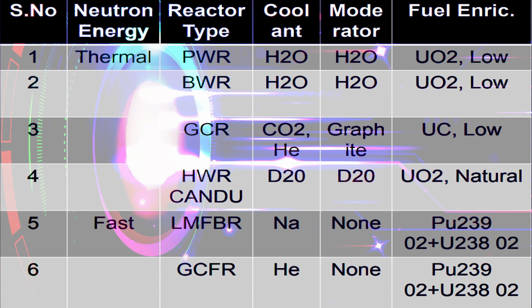And next, neutron energy is the same, fast neutron energy. Reactor type is the gas cooled fast reactor. Coolant is helium. Here also no moderator is used. Fuel enrichments are plutonium 239 oxide plus uranium 238 oxide. So this is the quick review of our previous video lecture. With the help of this table, you can solve different multiple choice questions very easily. So let's move to the next slide.